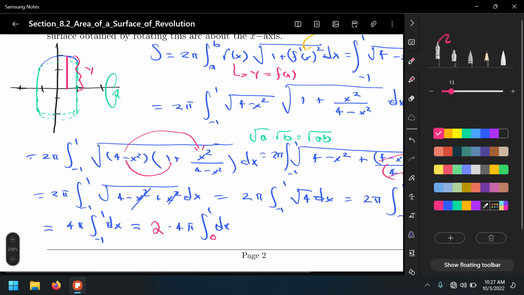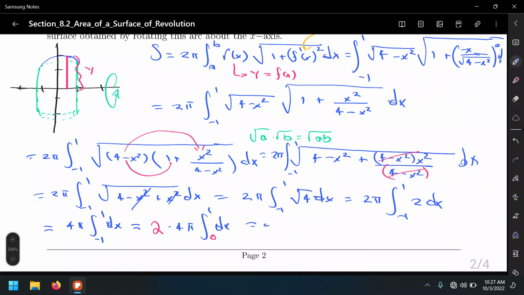But this trick only works when you know for sure that the shape that you're rotating or integrating over is perfectly symmetric. Otherwise, it's not going to work. So that's going to be 8 pi. The integral of dx is simply x from 0 to 1. So 8 pi times 1 minus 0, which is 8 pi units. So that is our first example in finding the surface area, right?